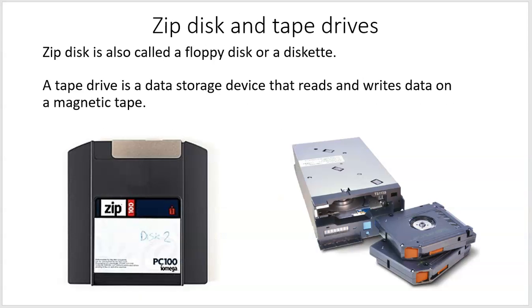And finally, you have the zip disk or the floppy disk, the diskette. Over here you have tape drives. These little things that you will never see in your lifetime are tape disks, and they go in a tape drive. So that's section 1.3.